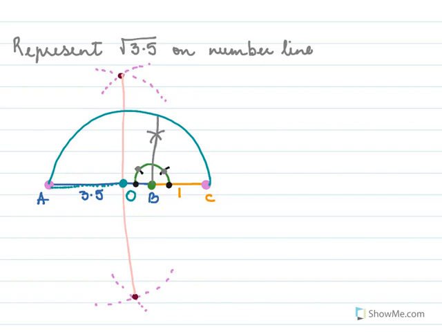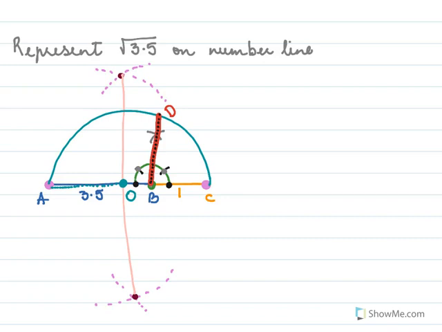Join this line. This line is important. This line is your under root 3.5, this one, where it cuts the semicircle, that is your D. So this is your under root 3.5. So take that under root 3.5, then measure BD on your compass. How will you do that?